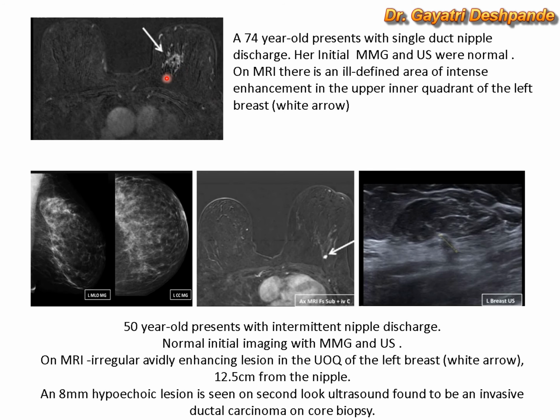This is an example of an MRI in a 74-year-old lady with a single nipple discharge. Her initial mammogram and ultrasound were normal. However, an MRI showed an ill-defined area of intense enhancement in the upper inner quadrant of the left breast. Similarly, a 50-year-old patient with an initial negative mammogram and ultrasound had an MRI which showed a small irregular and enhancing lesion in the upper outer quadrant, and on relook ultrasound it showed an 8 mm hypoechoic lesion which was found to be invasive ductal carcinoma on core biopsy.